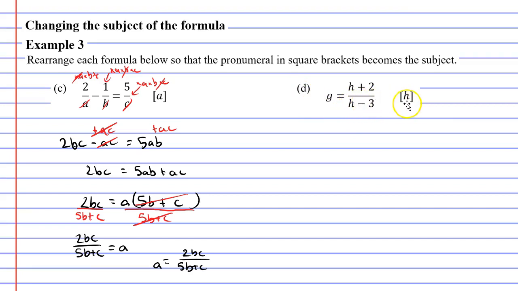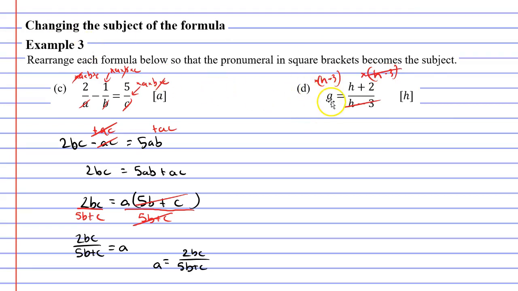This time we need to make h the subject of the formula, and as I've mentioned many times, when you have a fraction, you need to focus on getting rid of that fraction first. So I'm going to multiply both terms by h minus 3. Now I'm going to put that h minus 3 in brackets. The reason I'm putting the h minus 3 in brackets is because I'm multiplying by the whole expression, h minus 3. So it needs to be put in brackets. That's going to cancel the h minus 3 below.